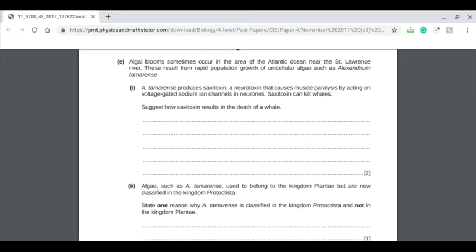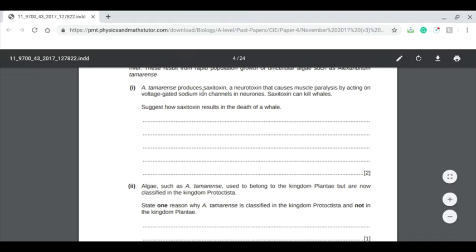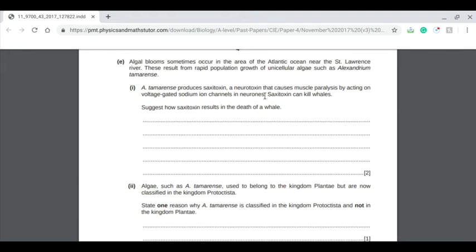Now, you are given the answer in the question. You just need to look for it. Okay, so let's just read this part again. This thing produces saxitoxin, a neurotoxin that causes muscle paralysis by acting on the voltage-gated sodium ion channels in neurons. So saxitoxin can kill the whales. So that's how this results in the death of a whale.